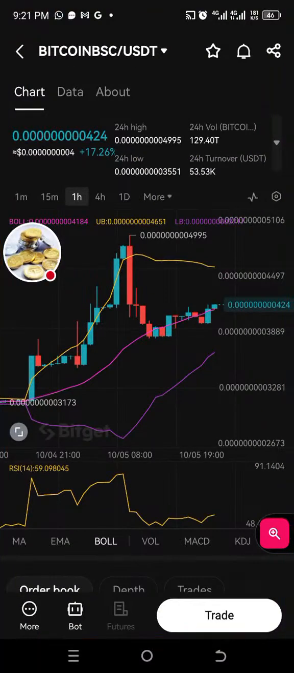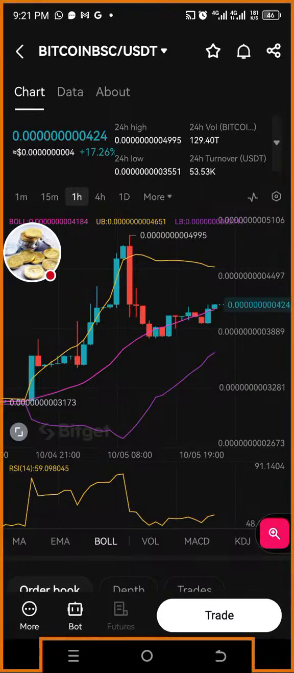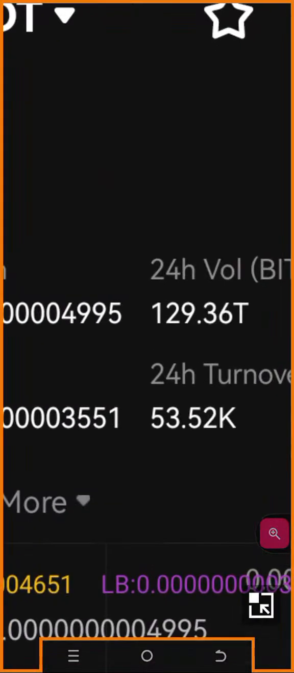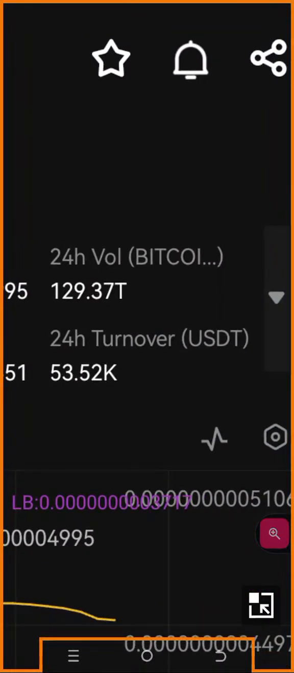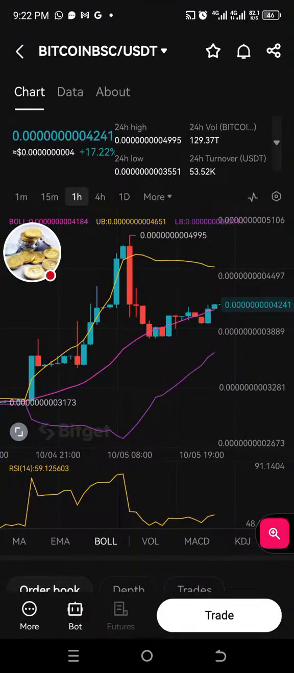Okay. Let's go and try something else with this Bitcoin BSC. But before we go ahead, let's check. Look at the volume. Very small amount of money. 53,000. That's not much. It's because the coin is very small. That's the reason why. 129.37 trillion. Oh my God.